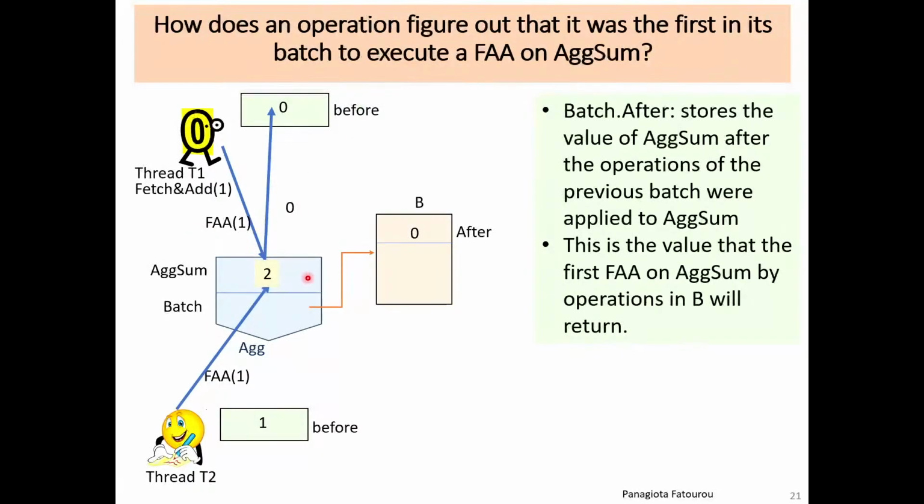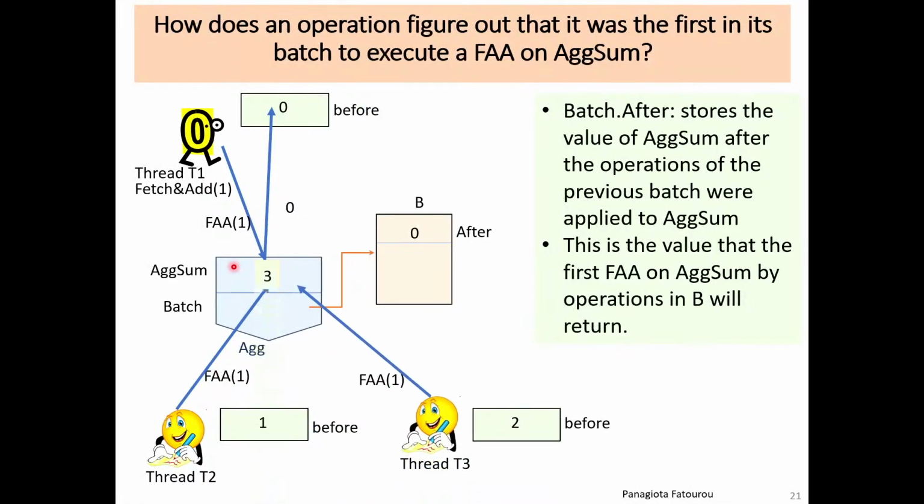Then let's assume that another thread comes. It's going to also perform its fetch and add. It's going to see 1 and change the value of agsum to 2. And a third thread is going to see 2, and it's going to change the value of agsum to 3. So here is where we are now. Now the combiner, which is this guy here, decides that it is the combiner because it compares the value in its local variable before with the after field of the batch, and because these two values are the same, it decides: I was the first to perform the hardware fetch and add, and therefore I should act as the combiner. Is this clear? Okay.